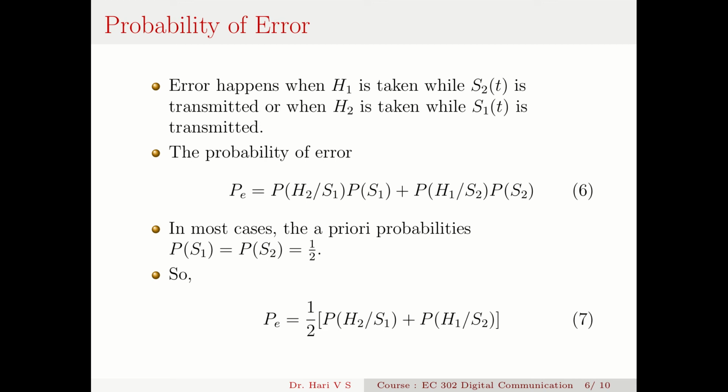In most cases, you transmit a large number of bits. So P(S1) equals P(S2) equals half, because they are equiprobable in a long sequence of bits. The probability of a 0 and a 1 are the same, so it is half. So the probability of error P is half times P(H2 given S1) plus P(H1 given S2).